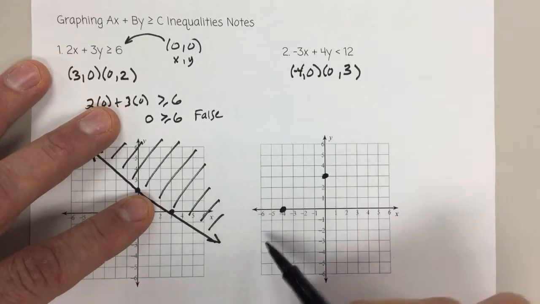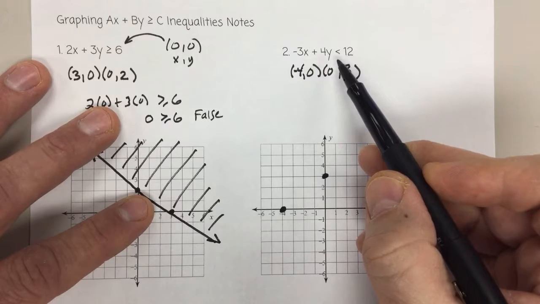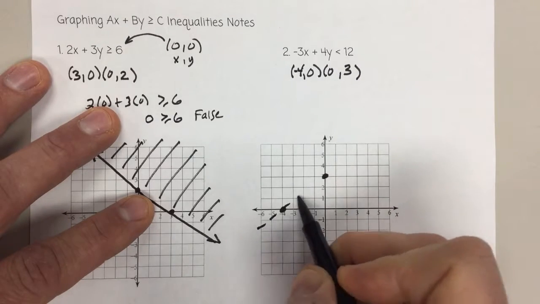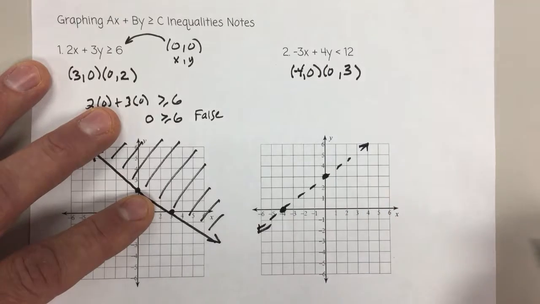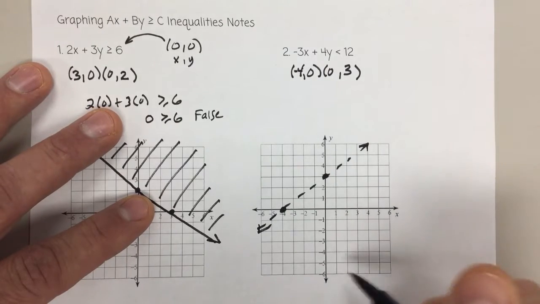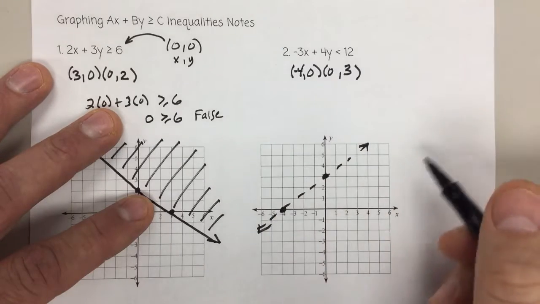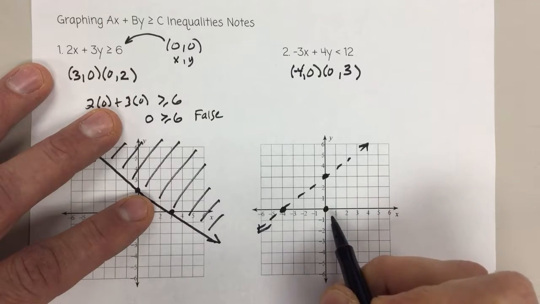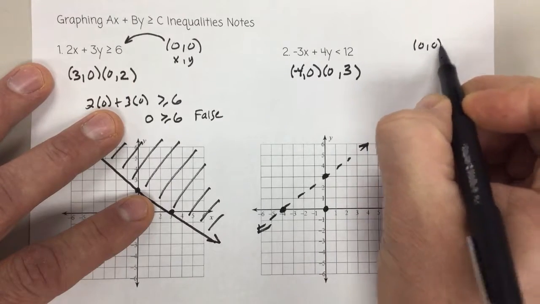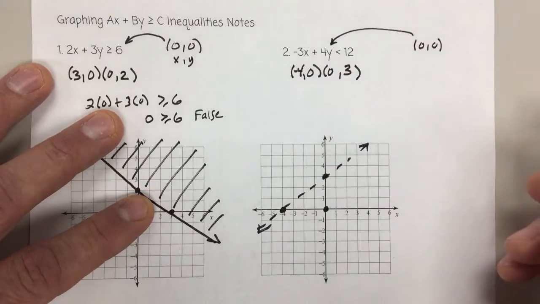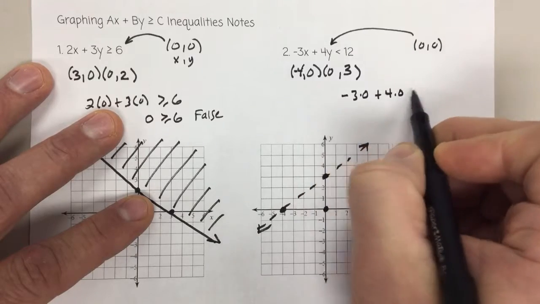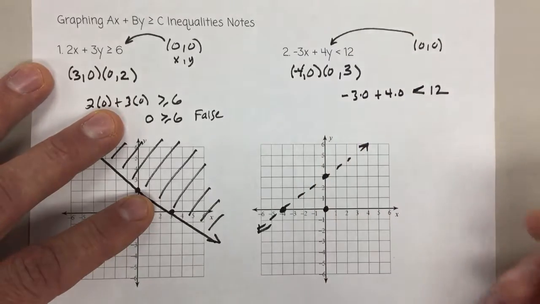Now, before you draw the line, check the inequality. There is not an equal sign here. It is just less than. So that means my line must be dashed. And now I pick a point anywhere on the graph to test. Again, I like 0, 0. It's the easiest one to test. So I'm going to plug 0, 0 into this inequality. So it'd be negative 3 times 0 plus 4 times 0 is less than 12.